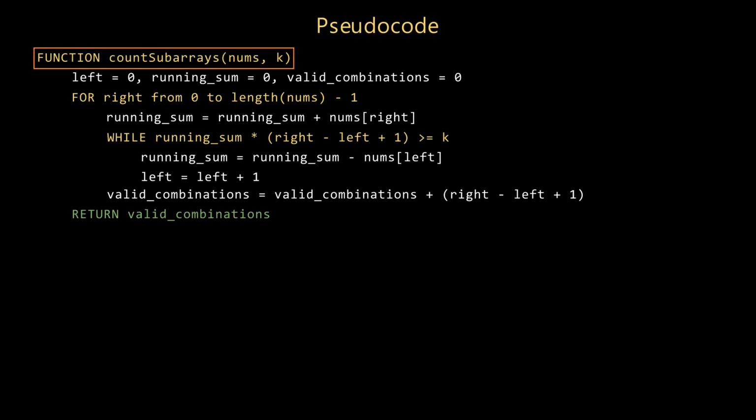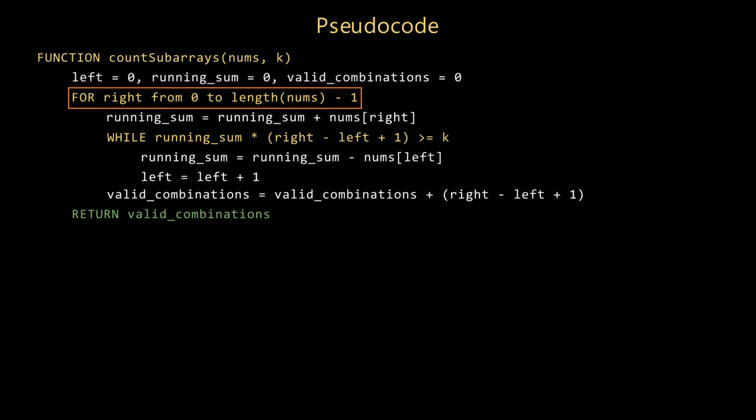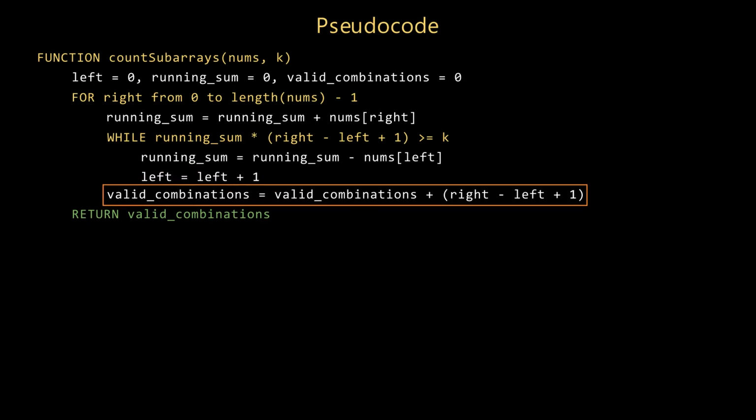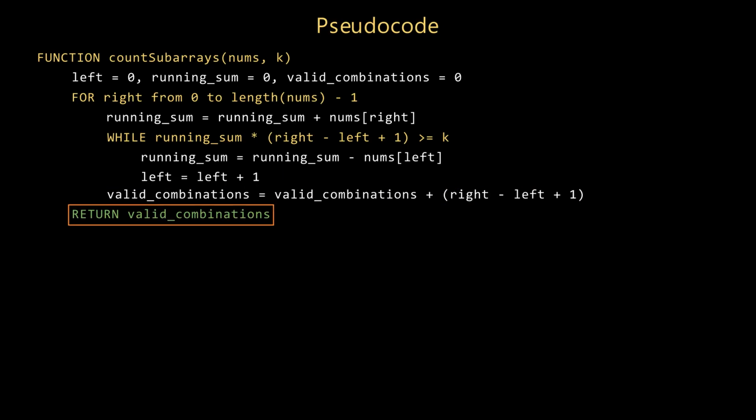Count subarrays whose score, sum times length, is strictly less than k. Initialize left at 0, running sum at 0, and the answer at 0. Expand right across the array. Add the new rightmost value to the running sum. While the window score is still too large, subtract the leftmost value from the sum and advance left by 1. Every valid subarray ending here contributes its window width to the total. Return the count of valid subarrays.